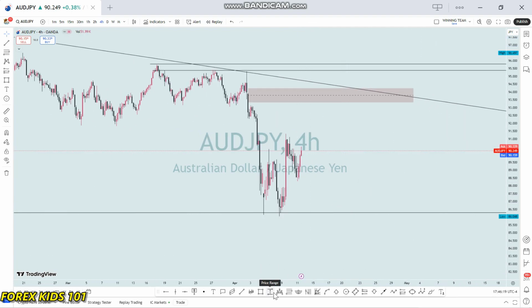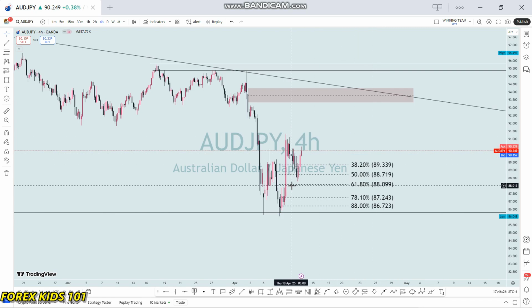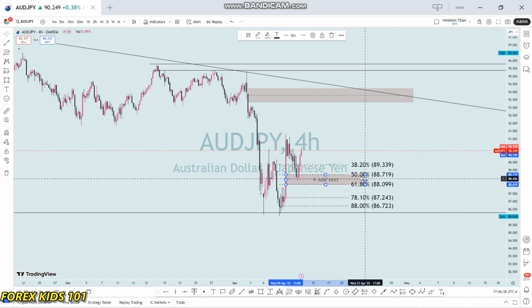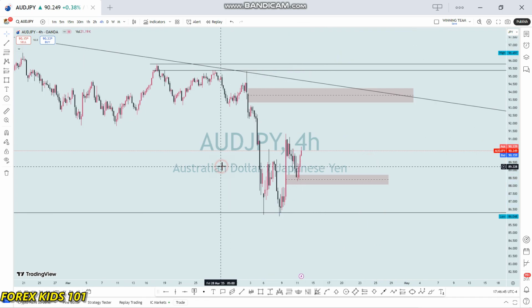Another leg that I'm going to measure with the Fibonacci is this one from here to here, and we can see that we were approaching the 61% of our Fibonacci retracement. Even though we didn't quite reach it, we were playing in between 50% and 61.8% of our fib retracement, which is still fine for me. This is still perfect for me.